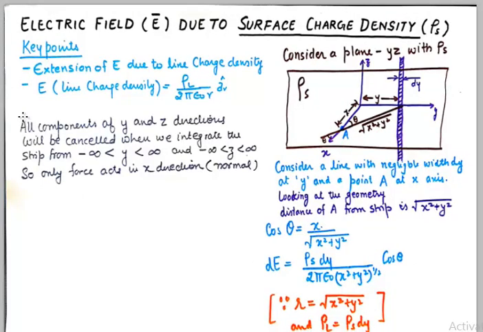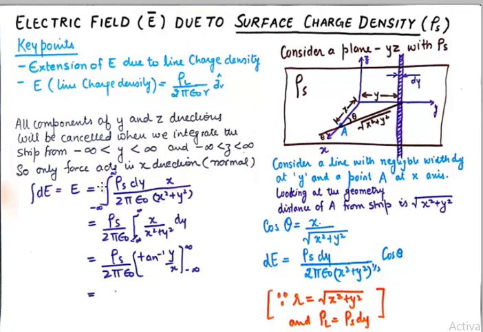As I mentioned, this crucial point that all components of y and z directions will be cancelled when we integrate the strip from minus infinity to infinity for y and minus infinity to infinity for z. So only force that acts will remain in the normal direction, which in this case is x. Had we considered our surface charge density to be in, let us say, XZ plane, then it would be in the y direction, and so on and so forth. So the electric field which we're talking about will only exert in the normal direction.